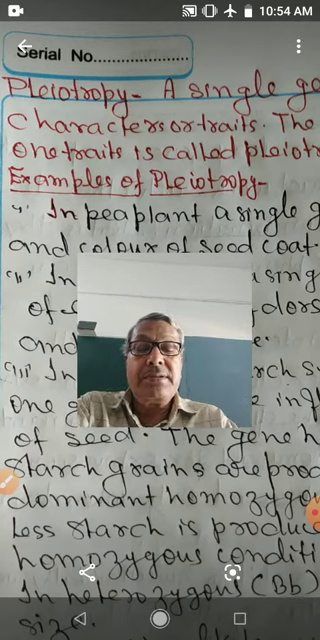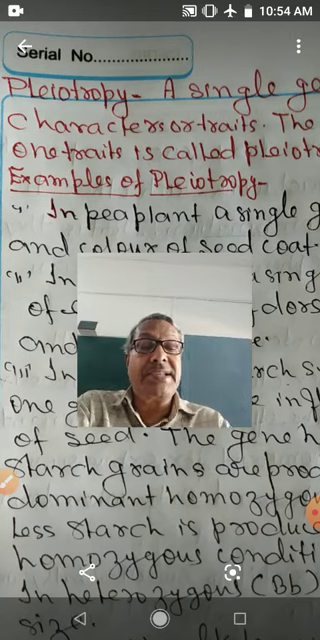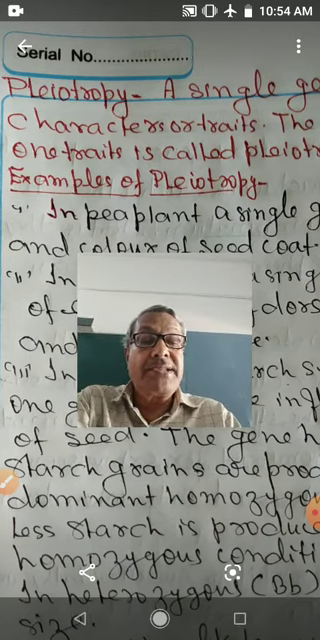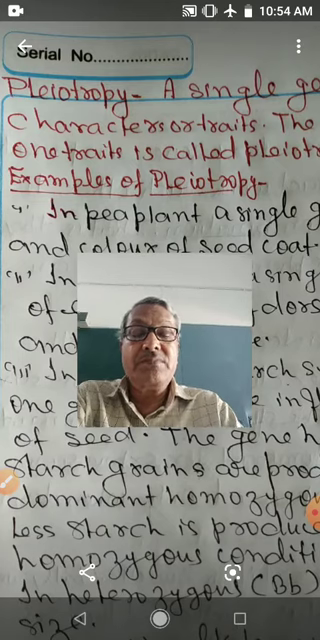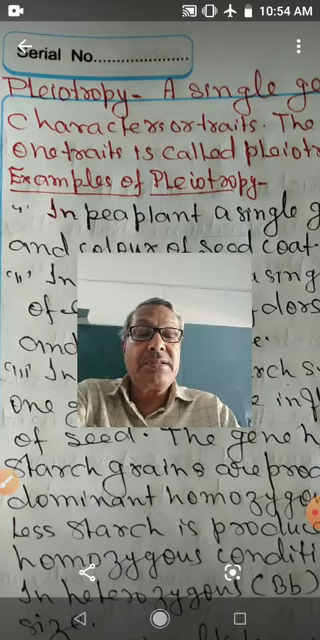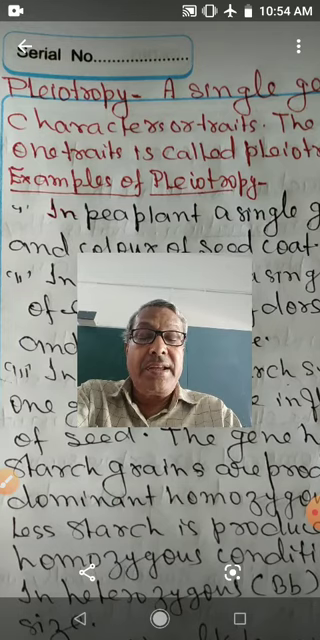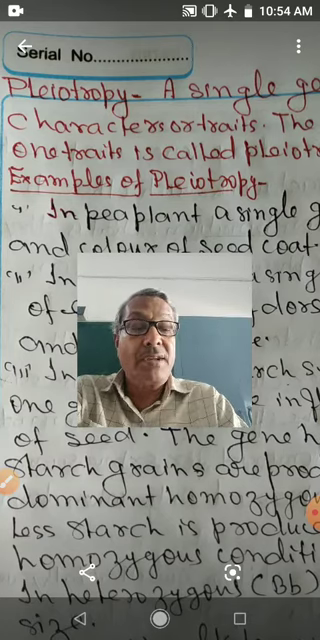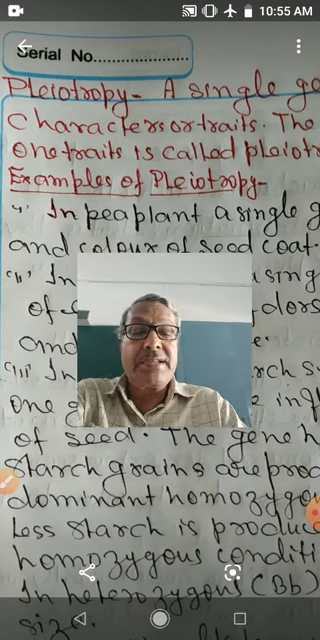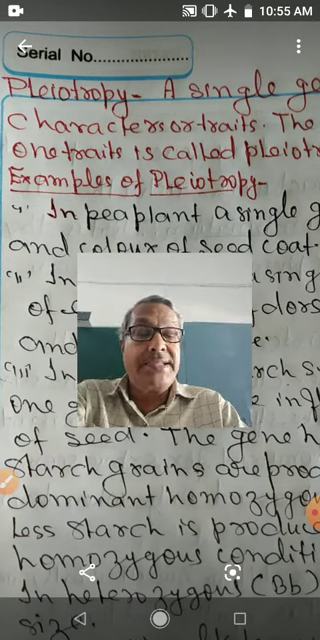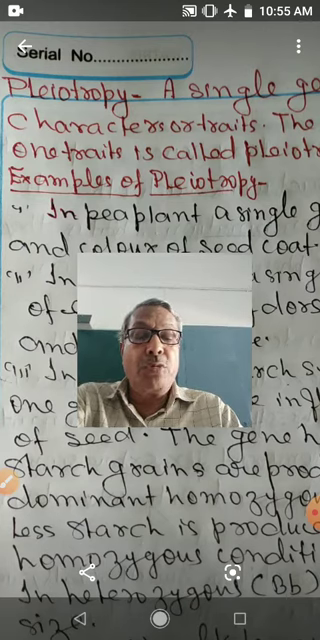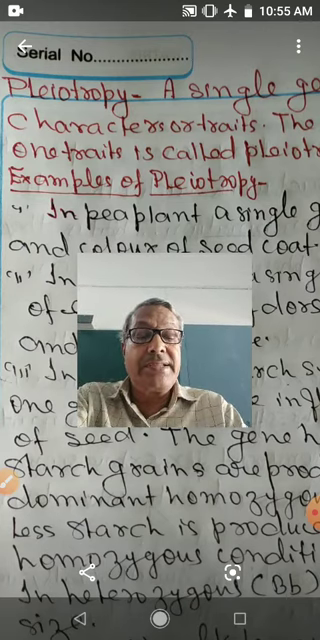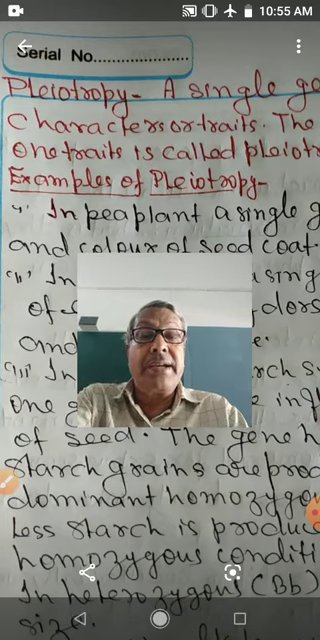In pea plant, starch synthesis in pea seed is controlled by one gene. This gene influences the shape of seed and size of the seed. The gene has two alleles, capital B and small b. Large starch grains are produced when genes are in dominant homozygous condition, that is capital B and capital B.